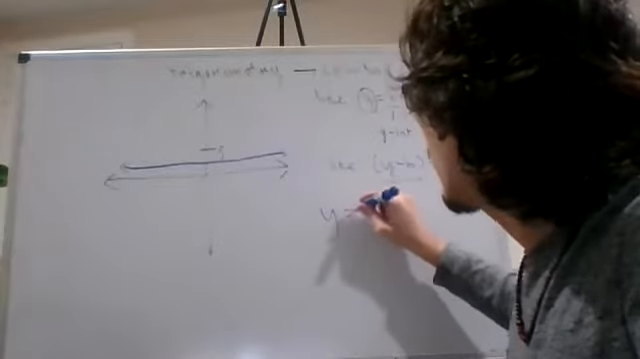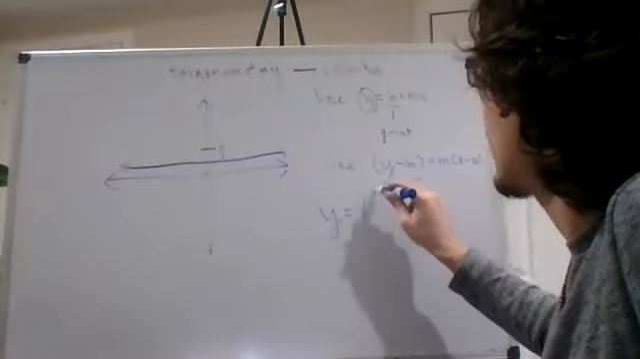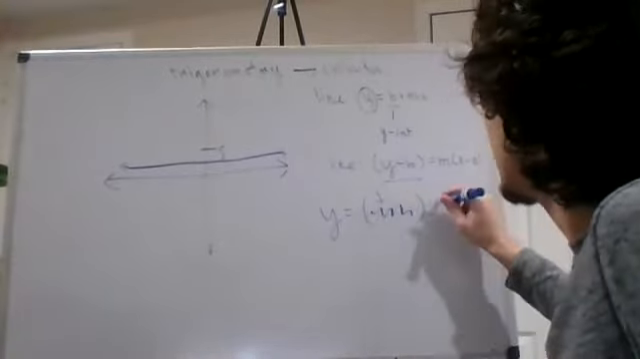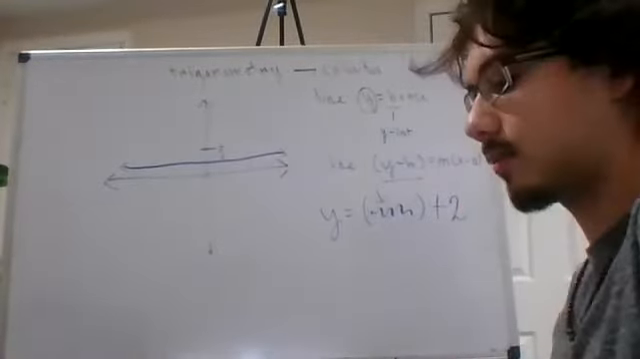So if you have y equals, let's say that we have a lot of complicated terms in here, but it is plus 2. What can you tell about this?